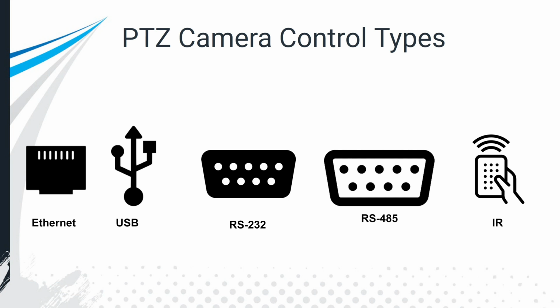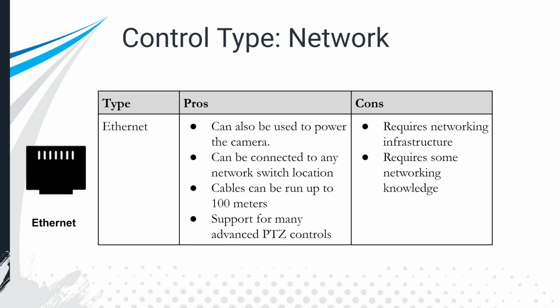RS-232 and RS-485 are analog connectors, and RS-232 has different versions of it. We're going to look today at an RS-232 connection on the PTZ Optics camera that I have set up here. RS-232 is analog. RS-485 is also analog, and it allows for longer cabling lengths, but it's a little harder to work with. And then, of course, IR, infrared.